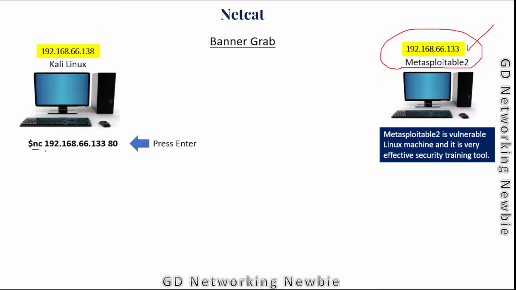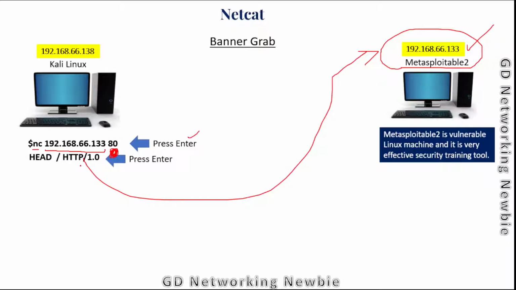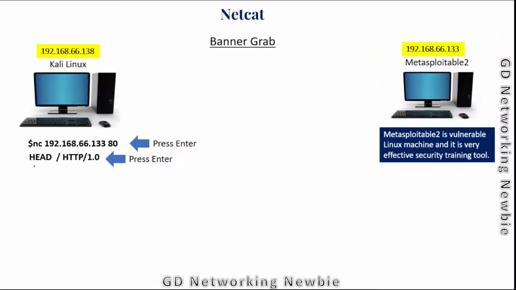On this Kali Linux machine, I will run this command, that is nc, which stands for Netcat, of course. Then I'll give the IP address of my target machine, that is Metasploitable 2, and then the port number for which we want to grab the banner. Once we have entered this command, we press enter, and the next command will be the head request, HTTP/1.0, and then press enter, and again press enter, and then we will have our information displayed on screen.